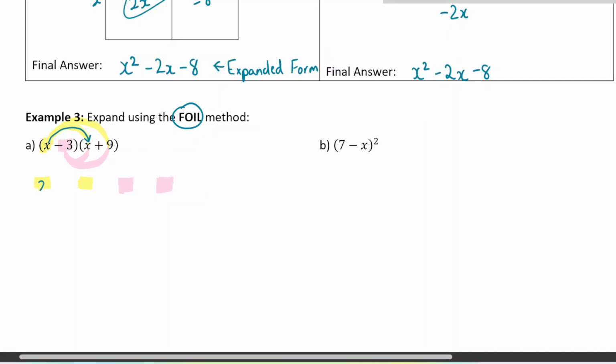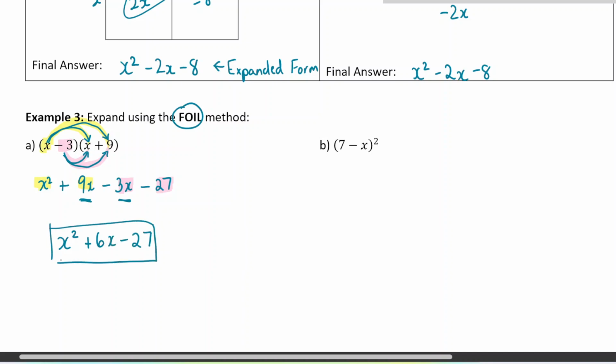X times x is x squared. X times 9 is 9x, positive 9x. Negative 3 times x is negative 3x. And negative 3 times 9 is negative 27. Finally, we combine the like terms in the middle, and we get x squared plus 6x minus 27. And that is our expanded form. Remember, again, just reiterating that the original form is called factored form. Factoring and expanding or multiplying are the opposites of each other. And next day we're going to go in the opposite direction.